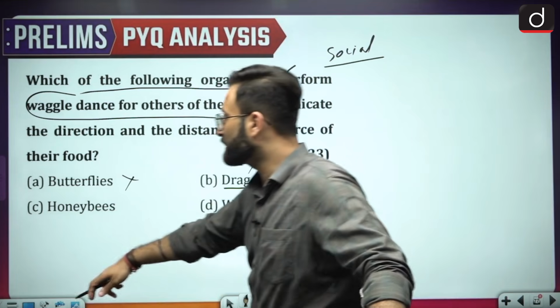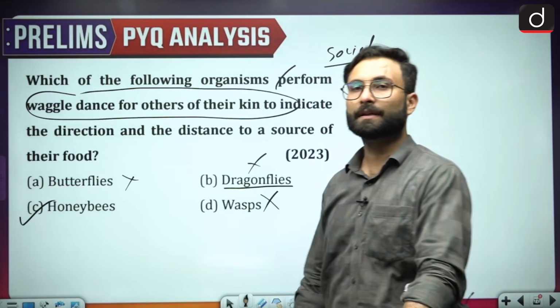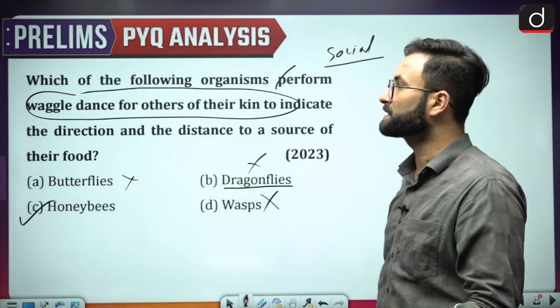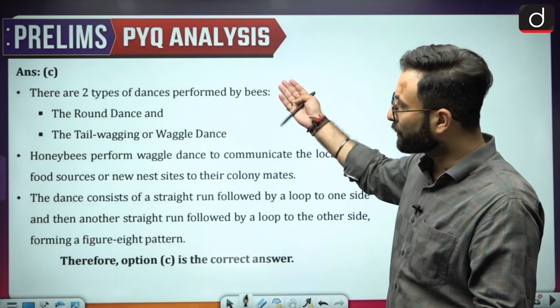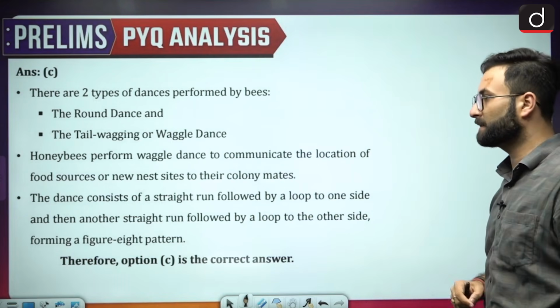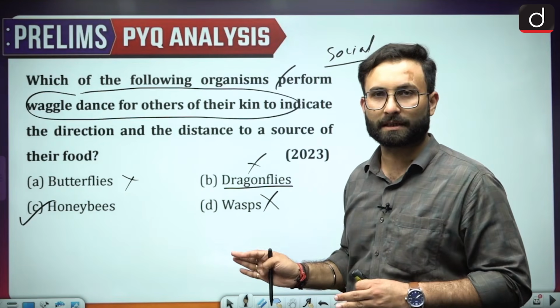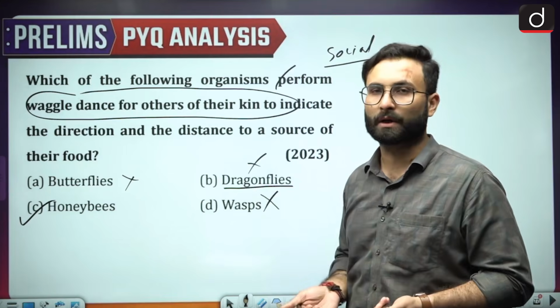So option C is your right answer. Honeybees, you must have seen that they live together in a pack. So that is basically your option C, that is your right answer. You can go through this explanation over here, because this is a question which is to be solved with logic and not with factual knowledge.